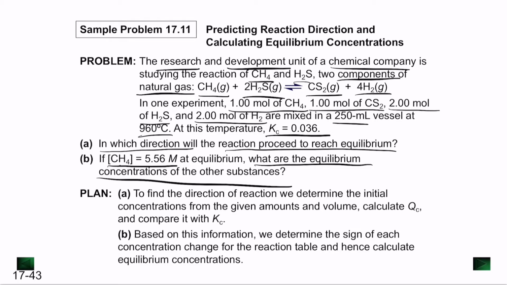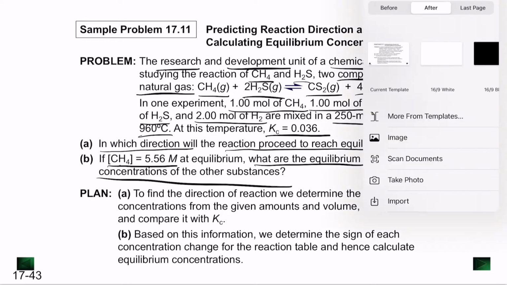Now, how would you calculate the concentration? How would you calculate the reaction direction? Based on the initial concentrations, we can find the value of Qc and compare Qc with Kc, and then determine the direction in which the reaction goes. And then using the reaction table, we can find the concentrations of other substances.